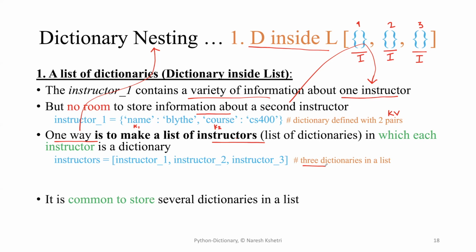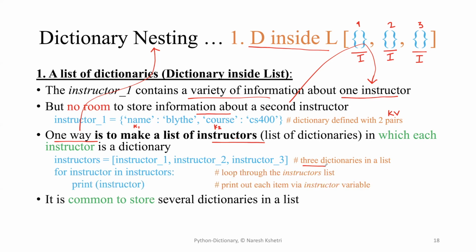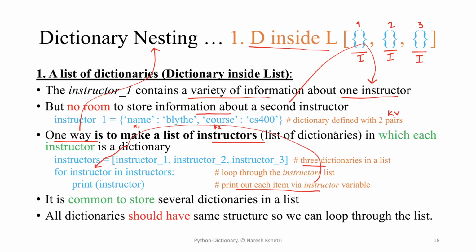It is common to store several dictionaries in a list, and we can use a for loop to loop through the instructors list and print out each item, which we have been doing with the help of the instructor variable or any other variable you can use. The instructor is just the variable name used in the for loop. The only thing is that all dictionaries should have the same structure so that we can loop through the list. That means key 1, value 1, key 2, and value 2. After you understand this structure, first we'll create three dictionaries, then we'll make a list of dictionaries, and we'll try to print it using a for loop. We will go over that and quickly see the program implementation.